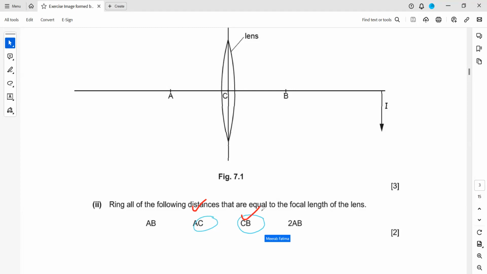C and B. So I'll share another link, join from the link.